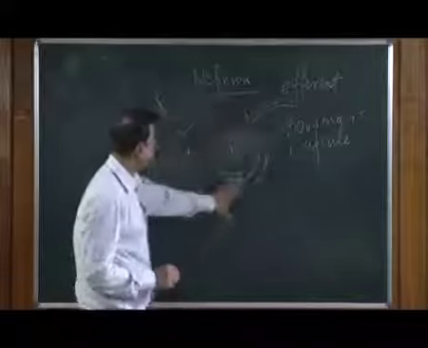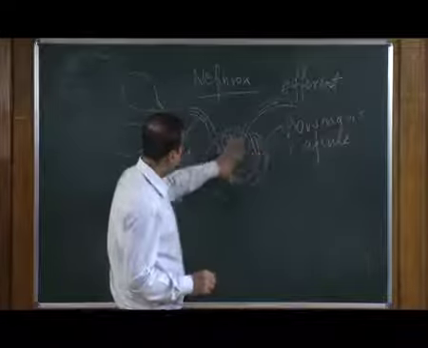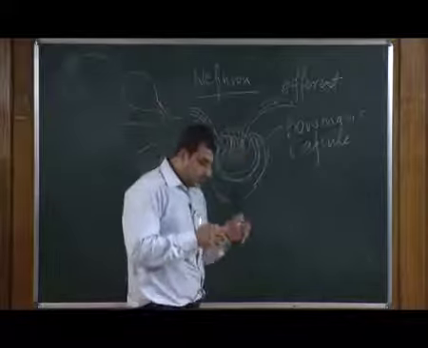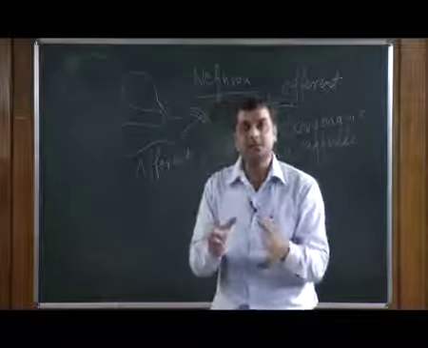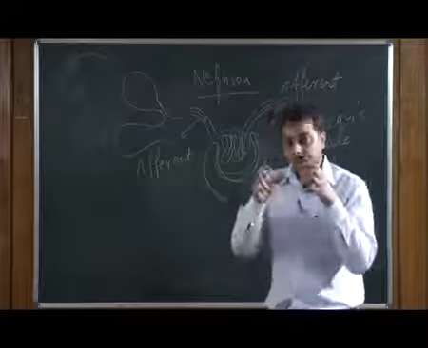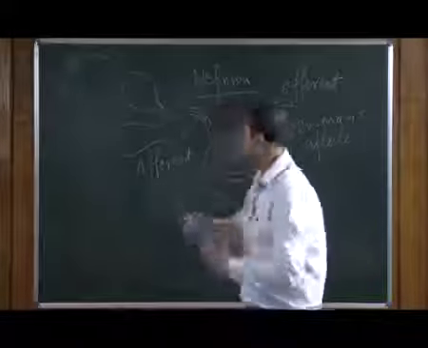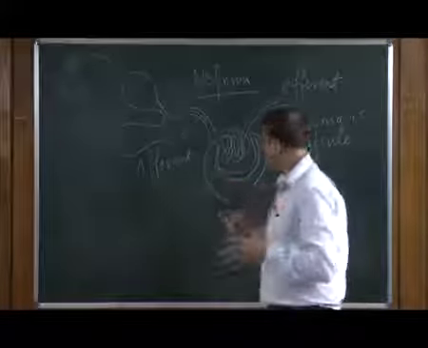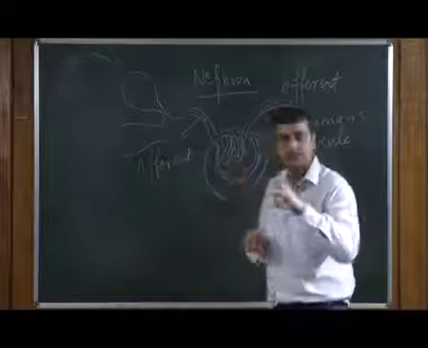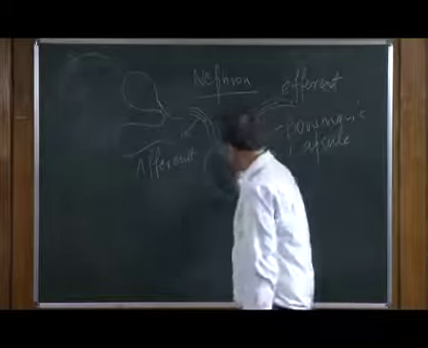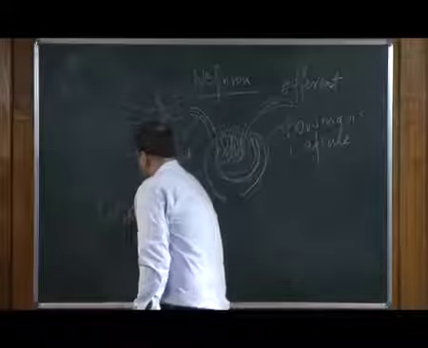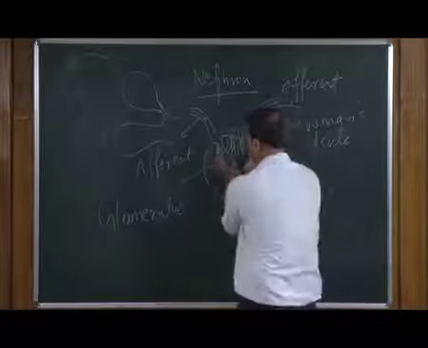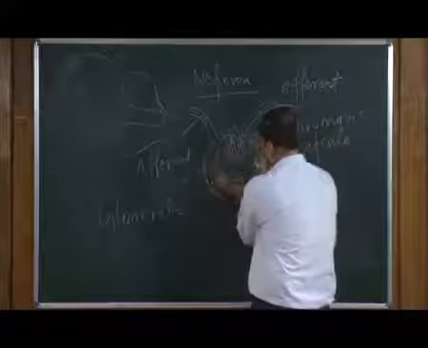This Bowman's capsule is an area where the filtering unit has this kind of anastomosis. This is a very specific terminology people use to show that there is a lot of branching of the capillary. These are very thin capillaries, and we will try to understand how these capillaries are built up in this area. The meshwork of this capillary is called the glomerulus.